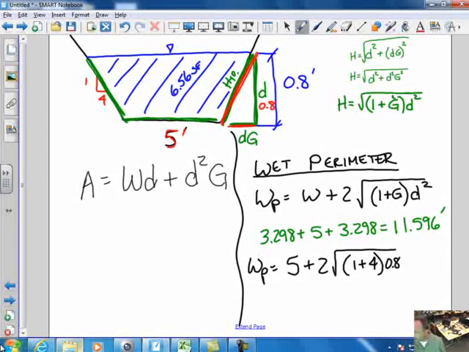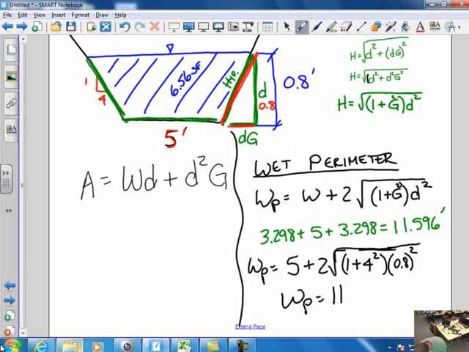Look at this. This is g squared. So that needs to be g squared inside, because this is a 1, this is g squared, so that has to be g squared in here. So let's see if we get the right equation now. So I get 1 plus 4 squared times 0.8 squared. So 4 squared plus 1 times 0.8 squared equals 10.68. I take the square root of that times 2 plus 5, and I end up with a wetted perimeter of 11.597 linear feet. So indeed, now we got the right equation.